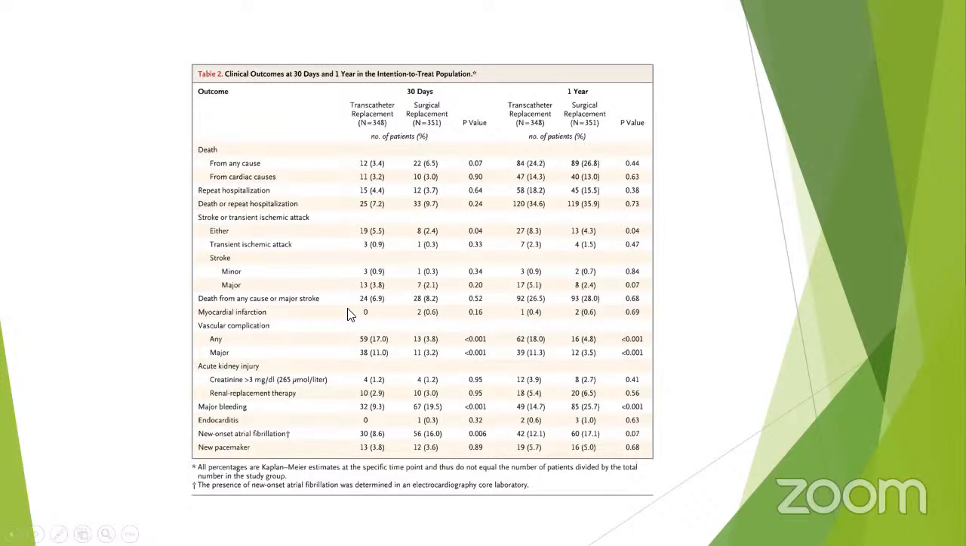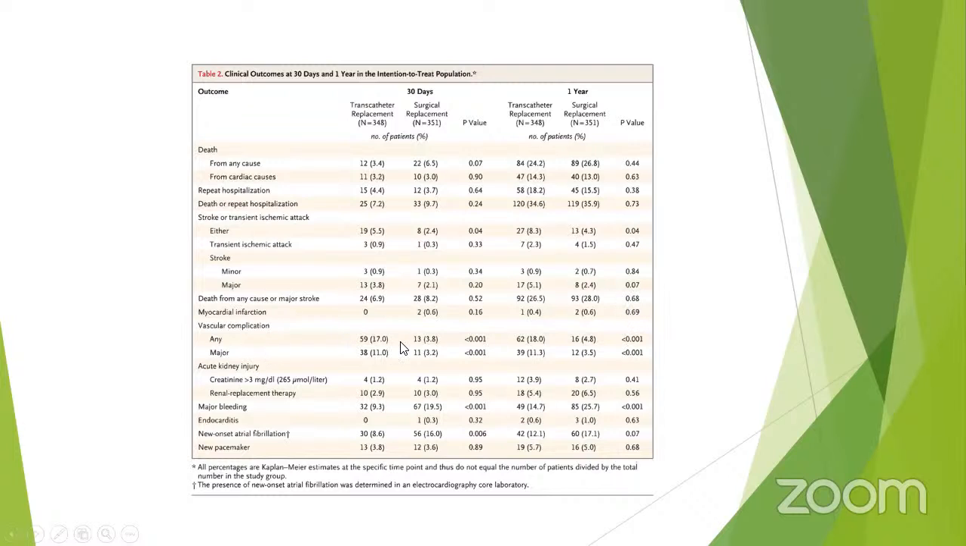However, when put in a composite of death from any cause or major stroke, there was no significant finding. At 30 days, 6.9% in the TAVI versus 8.2% in the surgical, with a p-value of 0.52, versus 26.5% at 1 year in the TAVI group versus 28% in the surgery group with a p-value of 0.06.